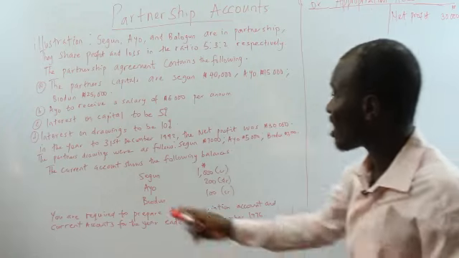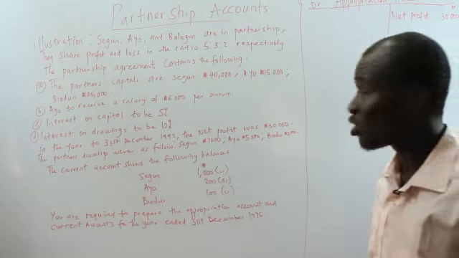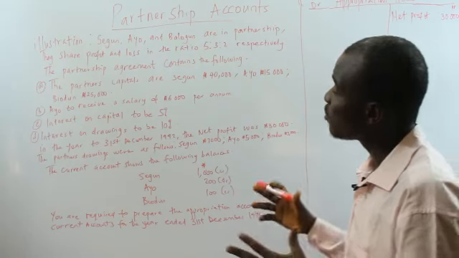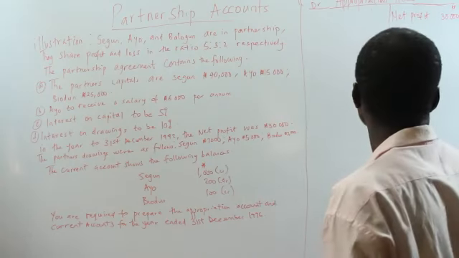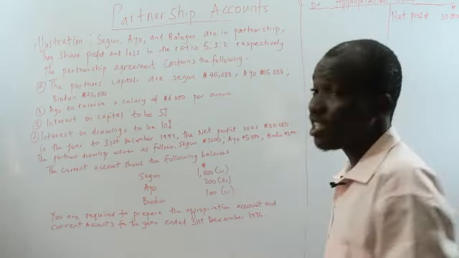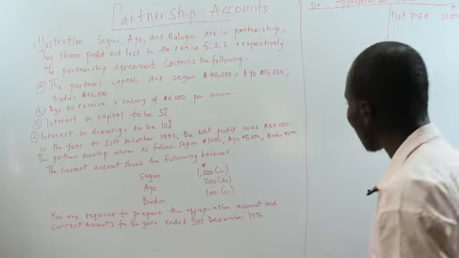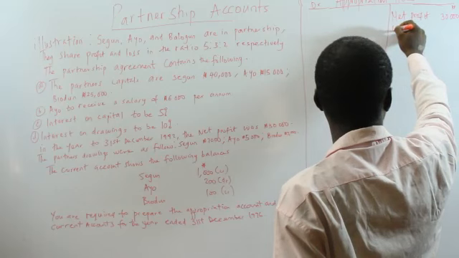The next thing is the partners' drawings, which were as follows: Shegun 7,000, Ayo 5,000, Biodun 3,000. And we charge interest on drawing at 10%. The accounting entry is for us to credit the partners' appropriation account and debit the partners' current account. So we are going to have interest on drawing.